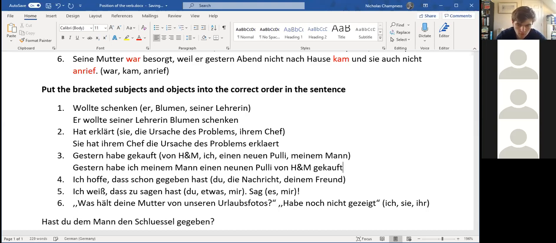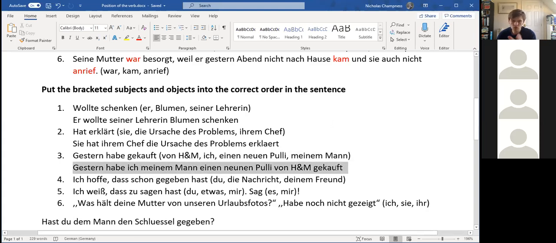What's the other way you can do it then? The other way, I'm just checking because I got this from your book: Gestern habe ich meinem Mann von H&M einen neuen Pulli gekauft. So einen neuen Pulli and von H&M are kind of interchangeable. It doesn't matter too much which way you have it around, but the one it suggests is von H&M einen neuen Pulli gekauft, and the other one is the other option. But this is the one it says to go for.